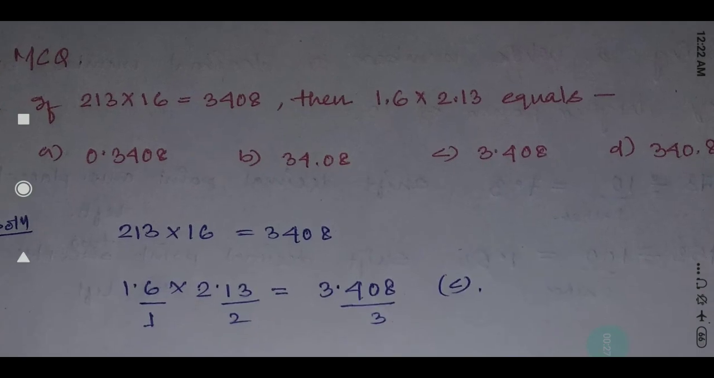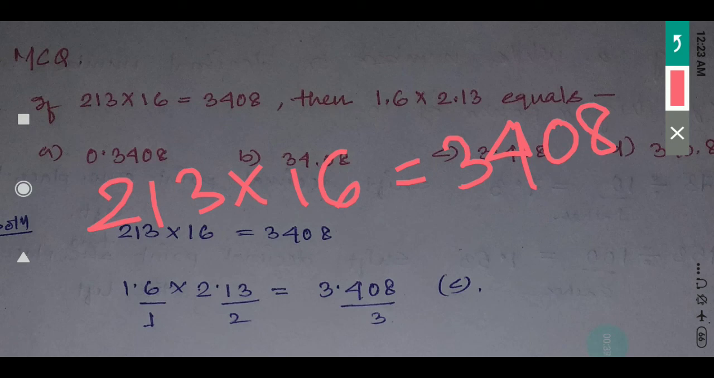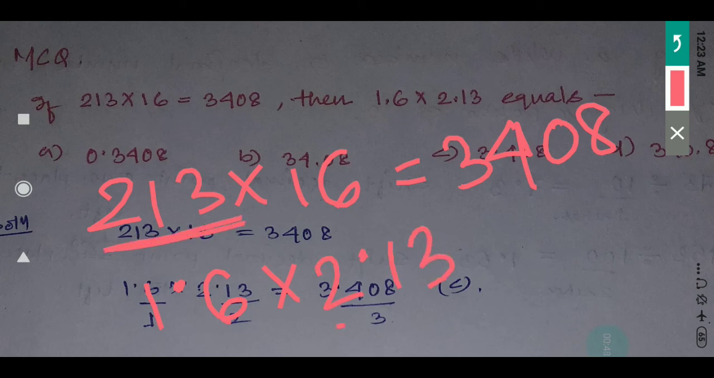See here, it is given that 213 into 16, if you do the multiplication, the value is 3408. Now the question is, if you multiply 1.6 by 2.13, see, 2.13 is 213 and 1.6 is 16, all the numbers are the same. The difference is that here a whole number is given and here a decimal number is given. First of all, I have told you how to do the multiplication of decimal numbers. At that time you have to just do the multiplication of the whole numbers.